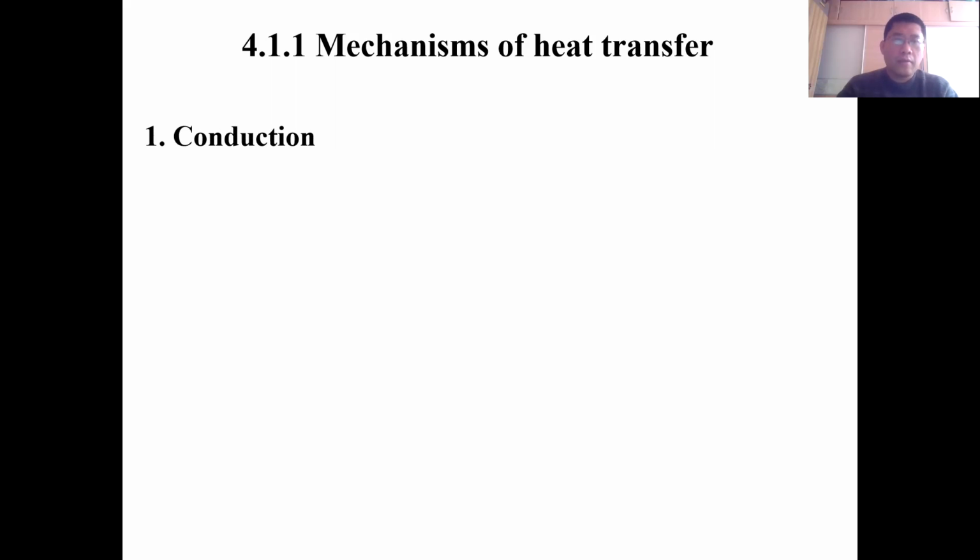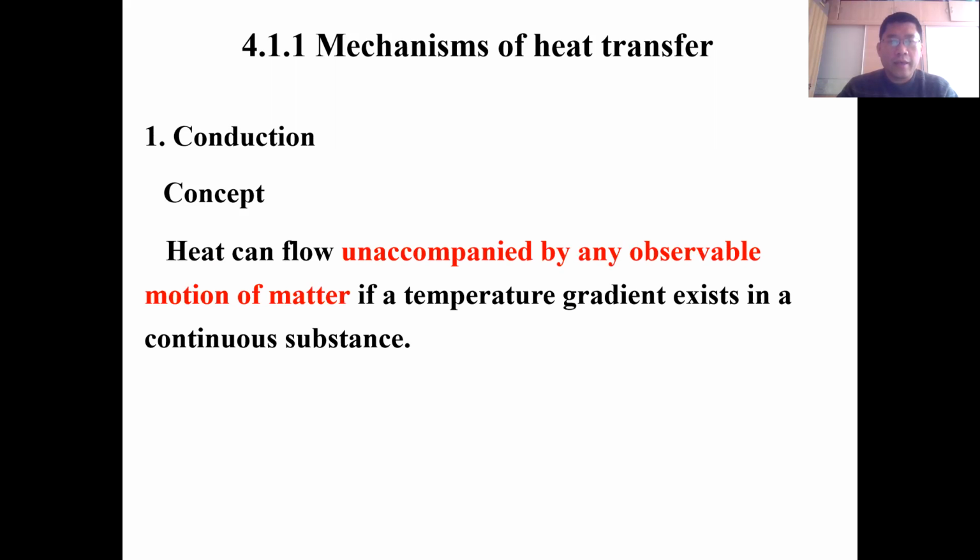Okay, first, let's look at conduction. What is conduction? It can flow unaccompanied by any observable motion of matter if a temperature gradient exists in a continuous substance. This is the definition of conduction. It means in conduction, there is no observable motion of matter. This is the characteristic of conduction.